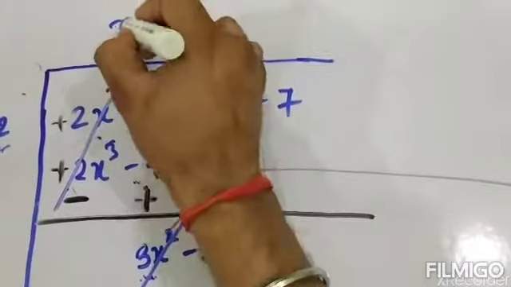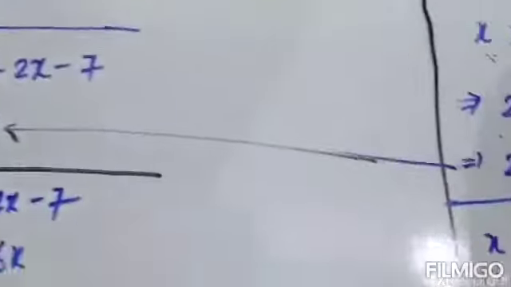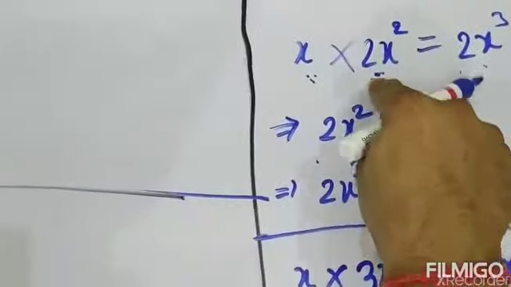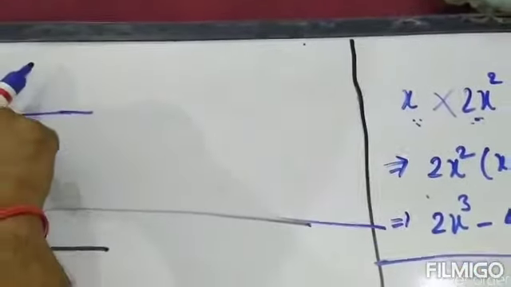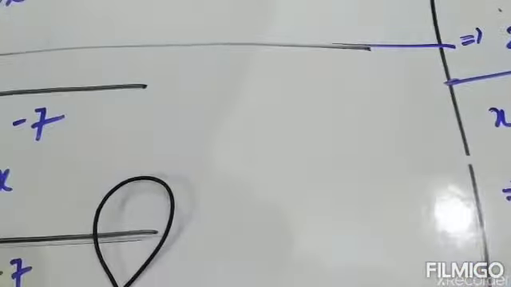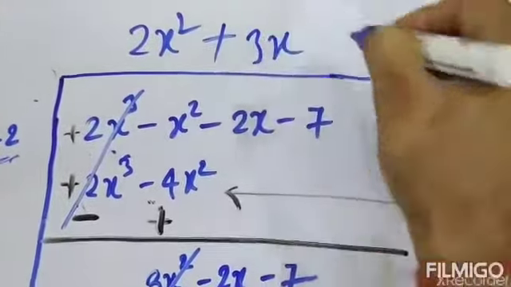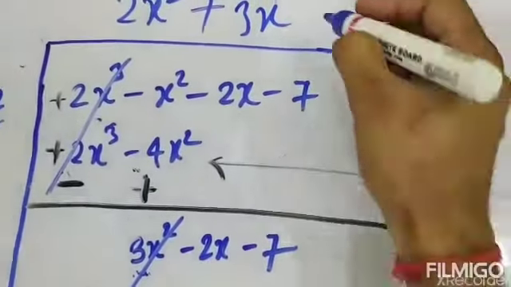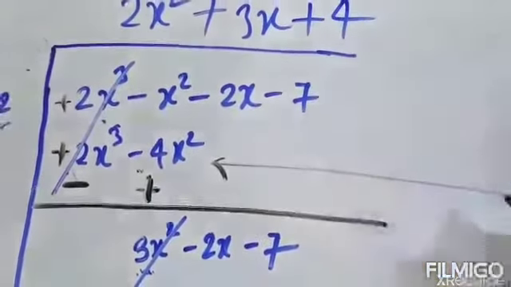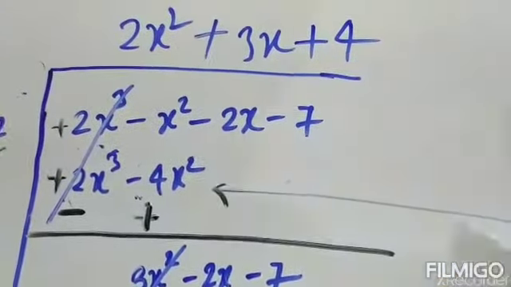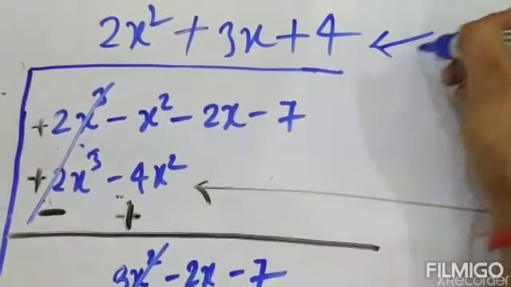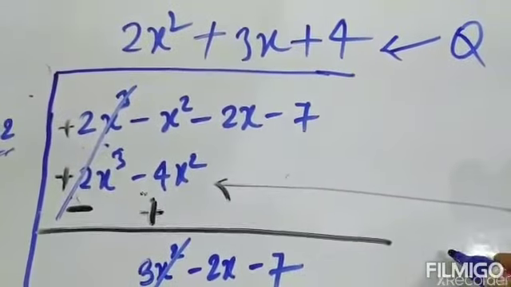2x square. See here, I wrote 2x square, multiply with 2x square. So I am writing here 2x square. Next is what? We just multiply with 3x. So we have written here 3x. We just multiply with next what? Plus 4. So we are writing plus 4. Right? So what is the quotient? This is the quotient.